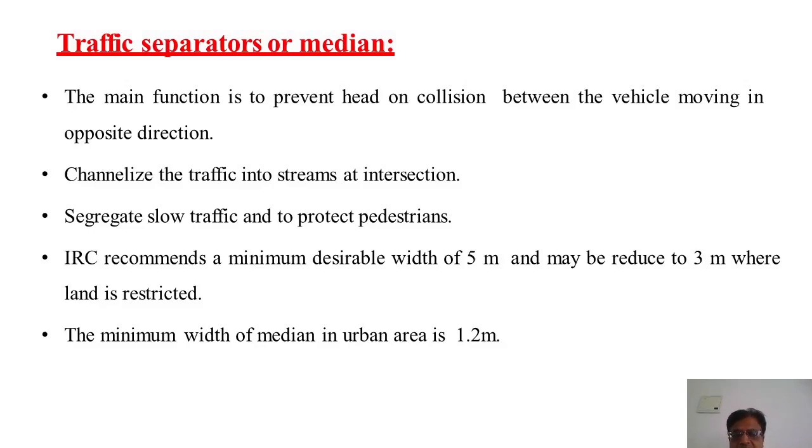IRC recommends a minimum desirable width of 5 meters, which may be reduced to 3 meters where land is not available or restricted. So the minimum width of the traffic separator or the median should be 3 meters, but again it depends upon where you are providing it and whether that much land is available or not. The minimum width of a median in an urban area is 1.2 meters. Okay, so 4 feet or 1.2 meters is the minimum width that should be kept for the traffic separators or the median.